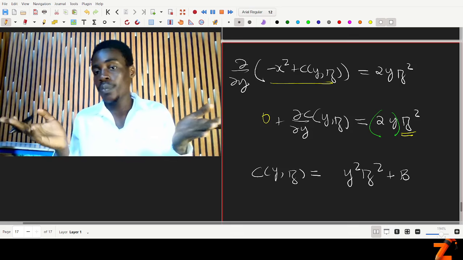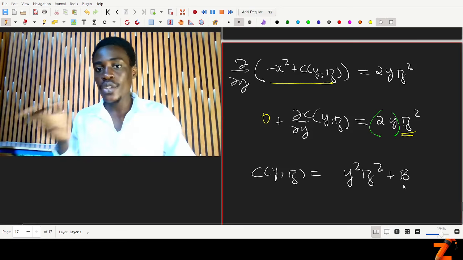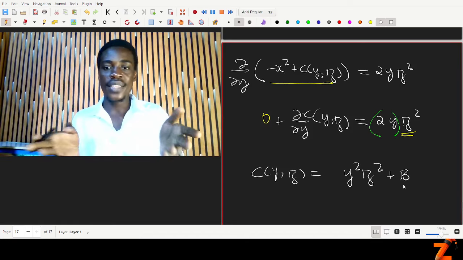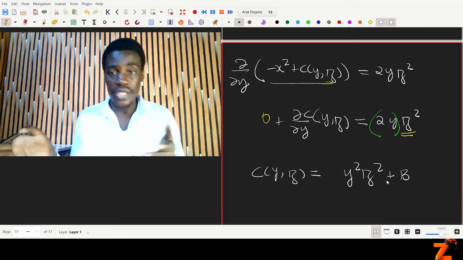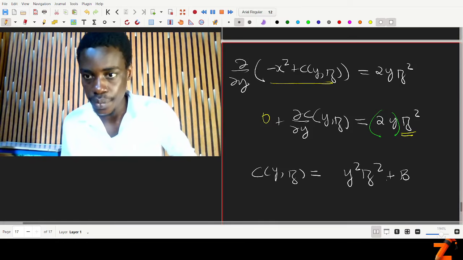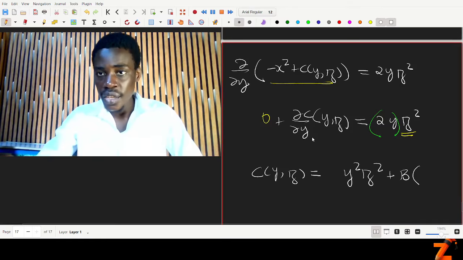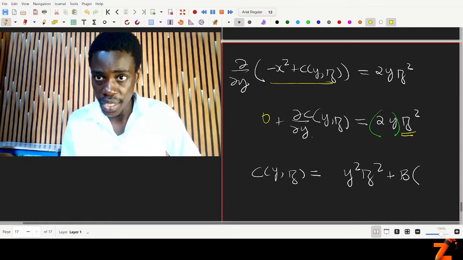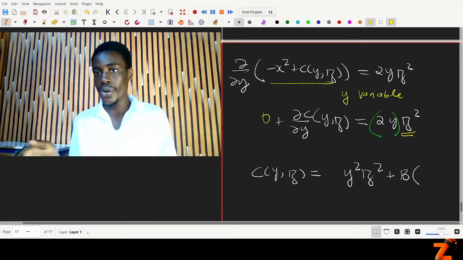You say, or you think, that b depends on what? For example, x or y, or z. What does b depend on? Okay, here it is very simple. Here y is the variable. Okay, y is the variable. So anything else is a constant here.